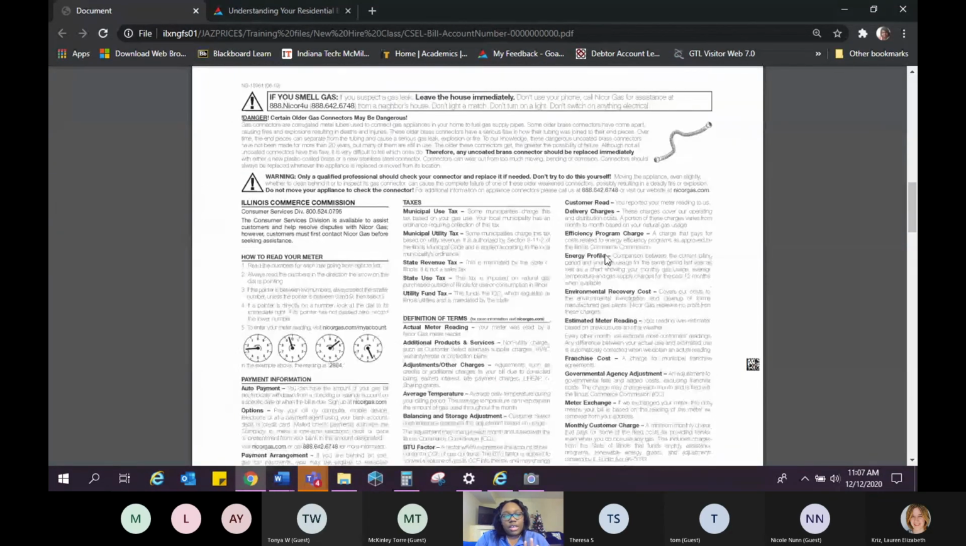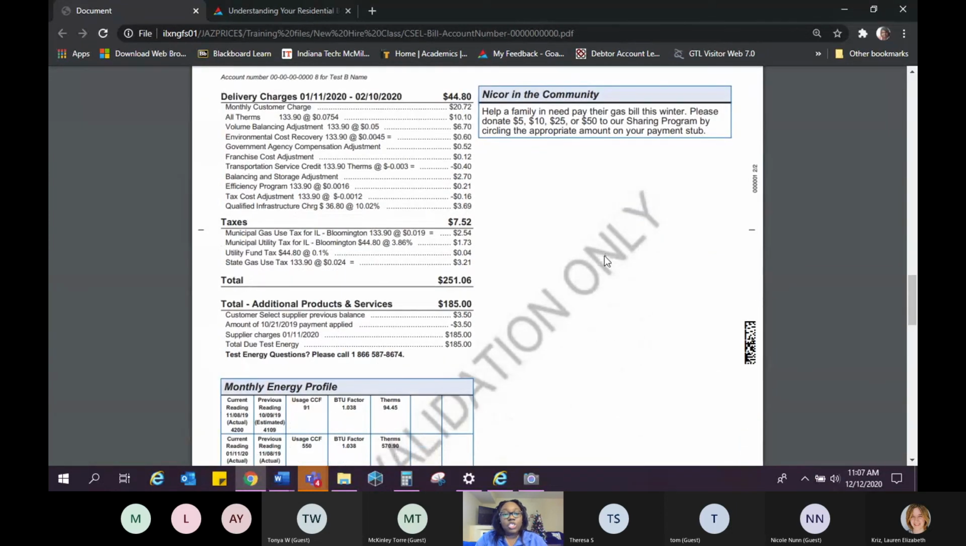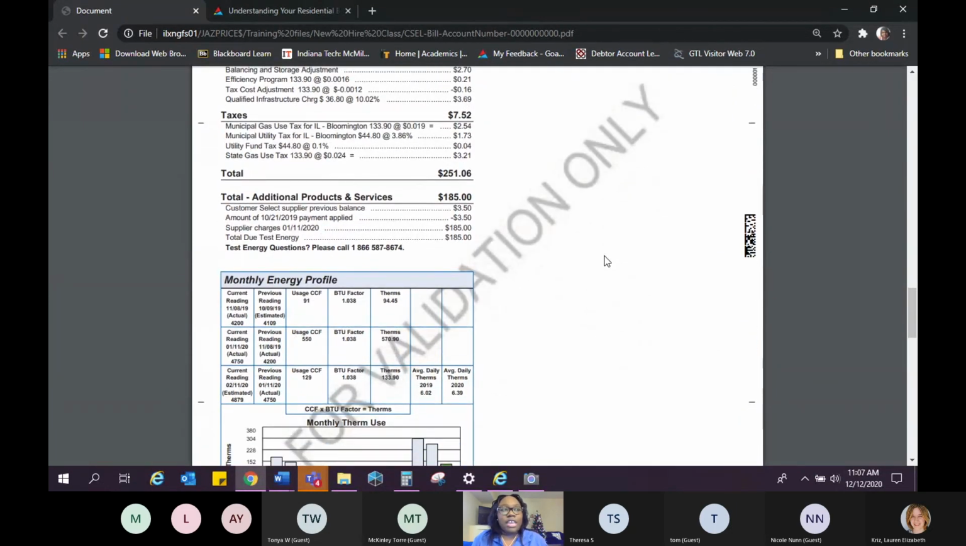So we're going to scroll on down. There's one more part that I want to show you guys, and that's going to be the additional products and services, because this is where you find out how much you're being charged from your third-party supplier if you have one. Now, additional products and services is not solely third-party suppliers. Like I mentioned, it could be that you have a warranty. If you do have a third-party supplier and a warranty, everything will be listed under additional products and services. They'll just be in a separate section.